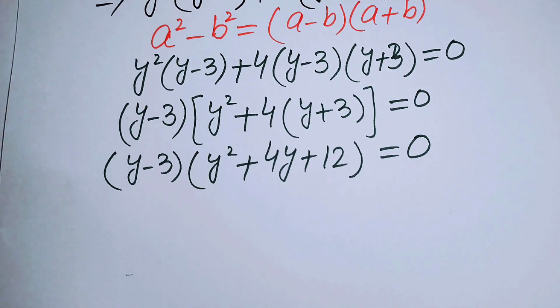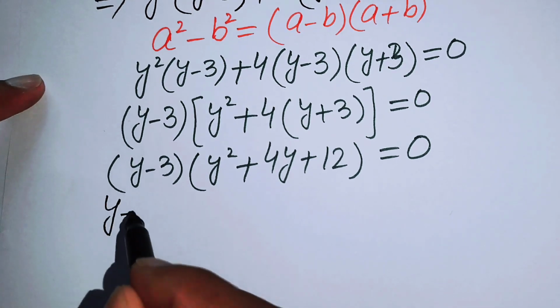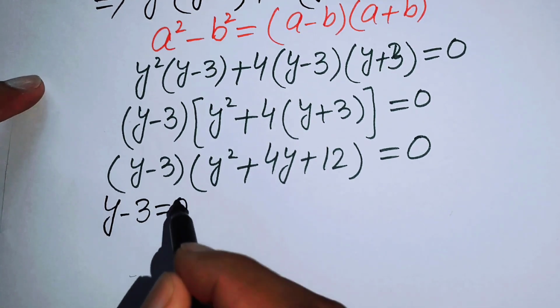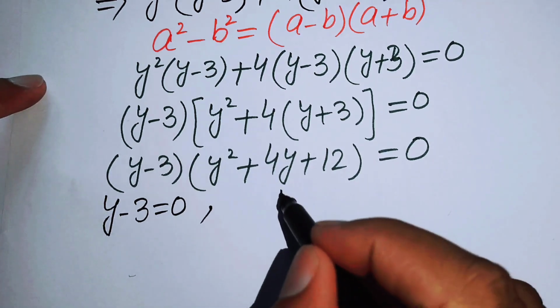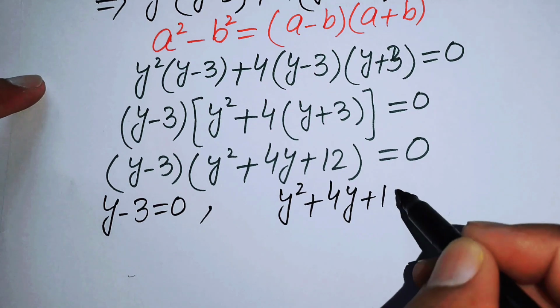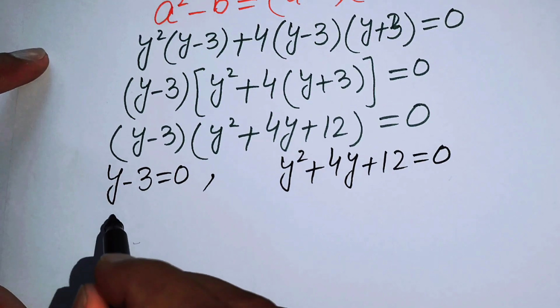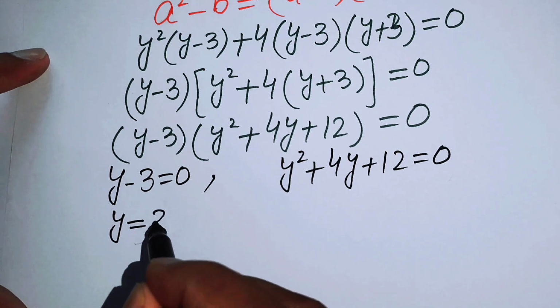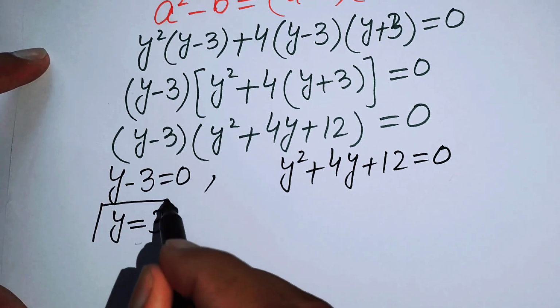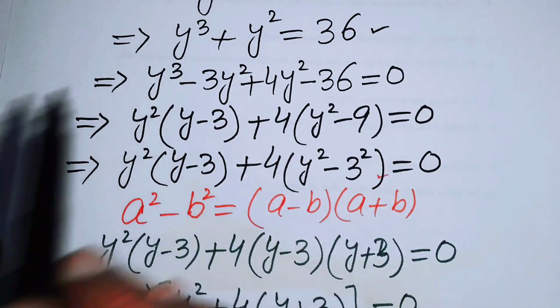So now here you have two cases. The first case is you take y minus 3 is equal to 0, and the other case is you take y squared plus 4y plus 12 is equal to 0. And in the first case you get the value of y is equal to 3.